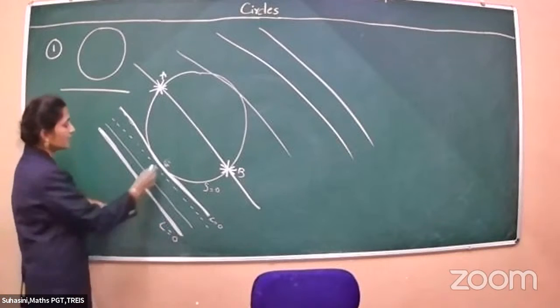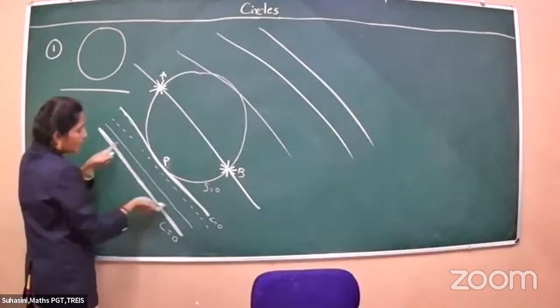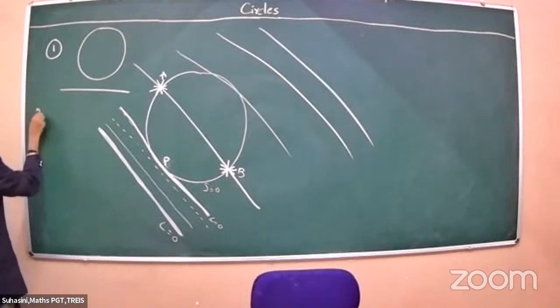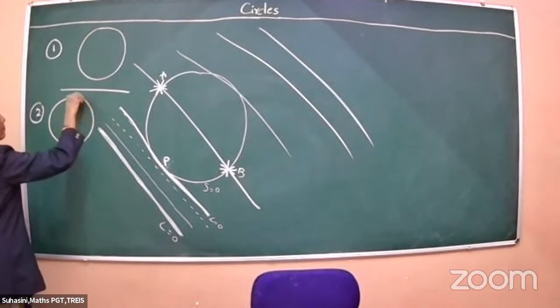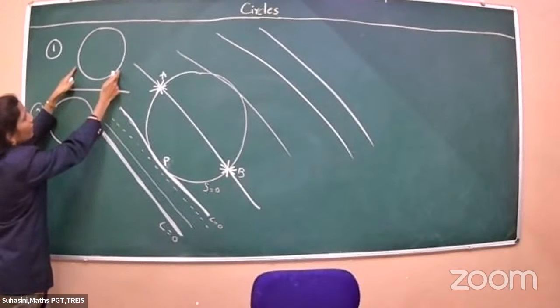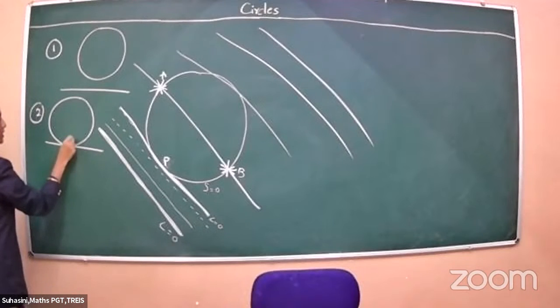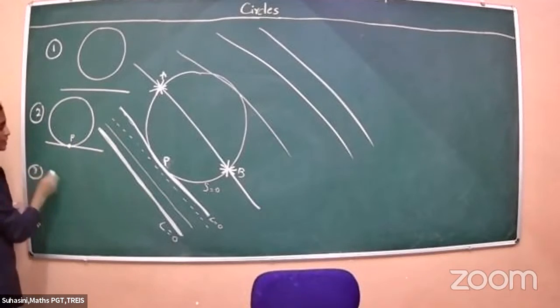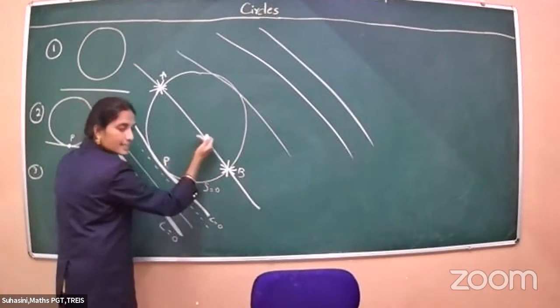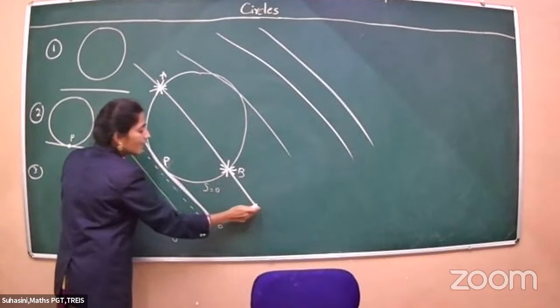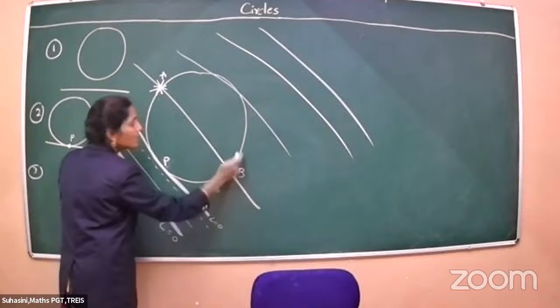So, let us discuss this case first. When I am taking it inside, the line is touching the circle at a single point. So, I am taking this line above so as to touch at a single point. Suppose this is a point P. And what is the third case? When I am still moving the line inside, the line arrived at this position. This is the other case.